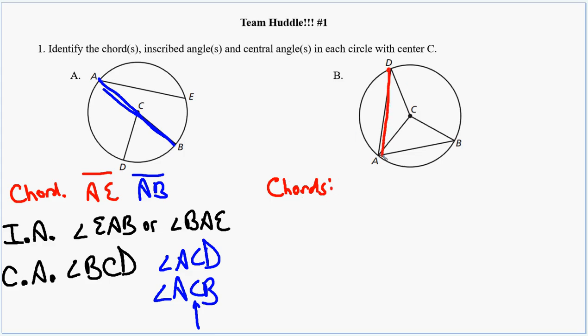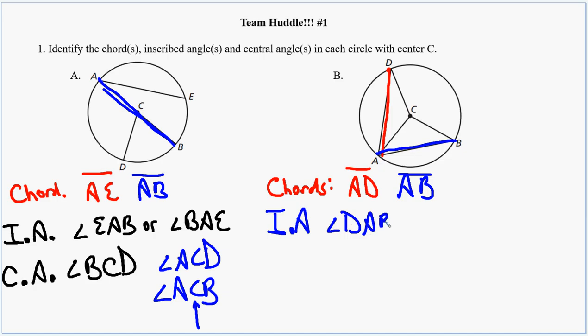Let's see, we've got AD. I'll highlight that one in red. In blue, we've got AB. And I think that's it for chords. Inscribed angle. Once again, the red and blue lines do make up an inscribed angle. That would be angle DAB or angle BAD. And that's it for inscribed. That's the only one with a vertex on the edge of the circle.